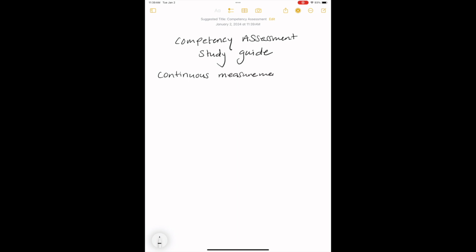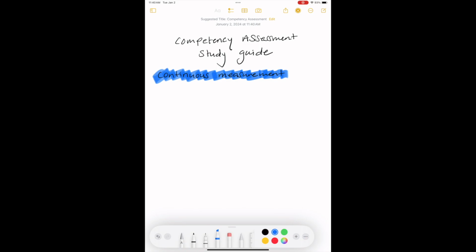Continuous measurement. I'm going to highlight this so that you can see the divide between the title and what we're doing. So for continuous measurement, we have frequency. This is an easy one. Frequency is counting.